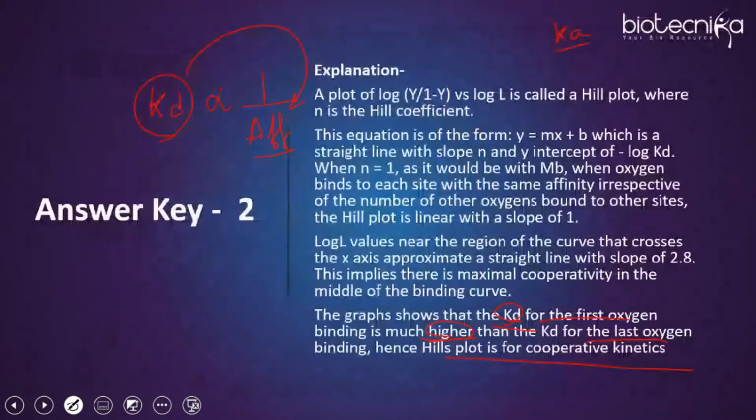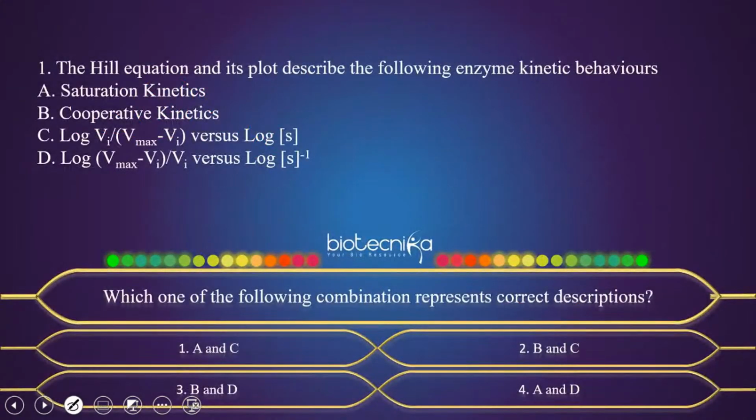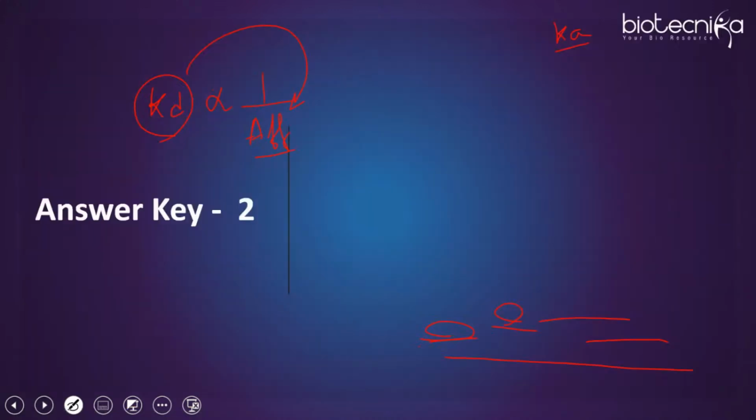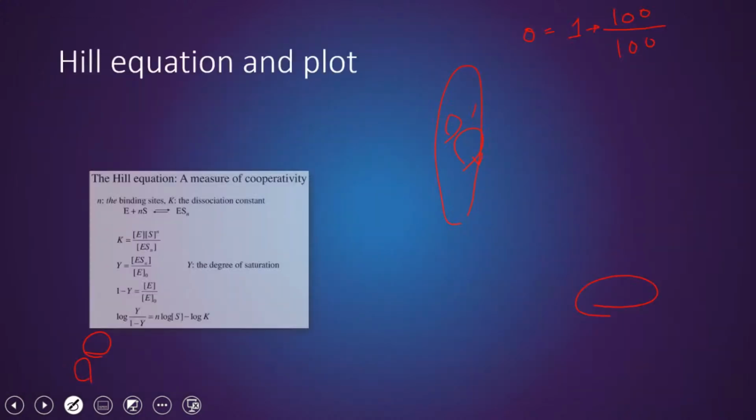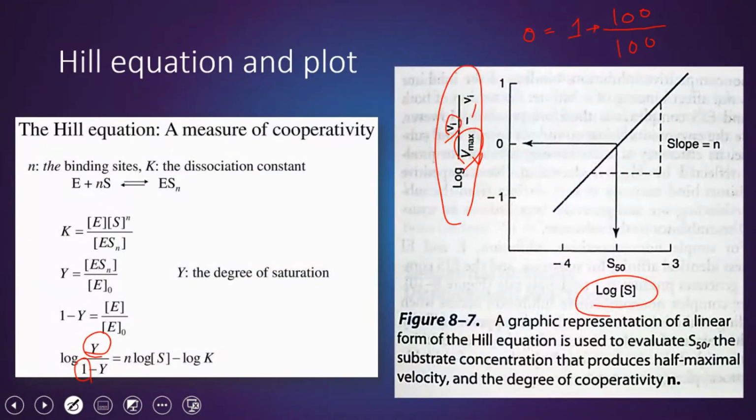So yes, according to that answer, as you can see, it's cooperative kinetics. This behavior explains cooperative kinetics. And in C, you take Vi divided by Vmax minus Vi versus log S. Okay, ready for your next question? Yes, the slide is blurred. You can change your resolution setting to 1080p under quality, please, if the slide is blurred. Okay, ready for your next question.